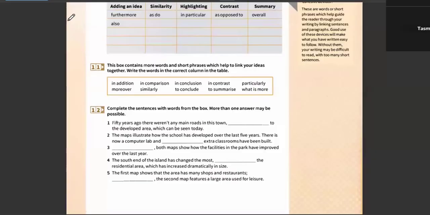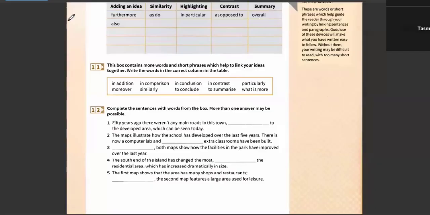So for number three, it will actually be some other phrase. What will it be? Because you're summing it up. You're talking about what both of the maps are showing and how it has improved or how it has changed. So which phrase do you think should be in this? To summarize. Yes, very good. To summarize, in conclusion, to conclude, all these three are possible answers for this. Okay, very good that you figured it out.